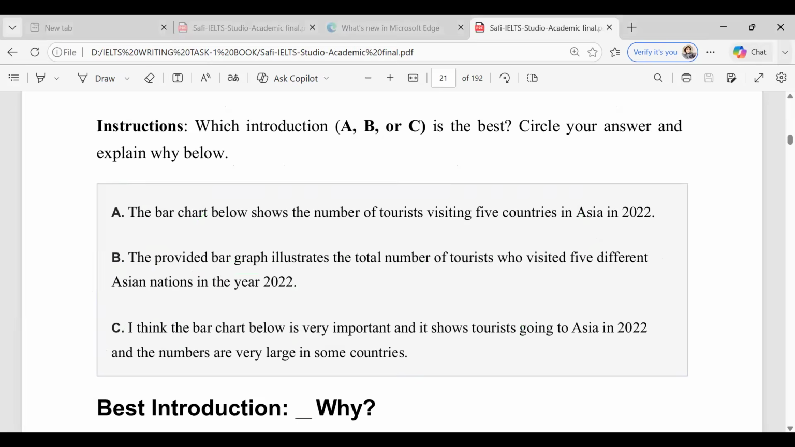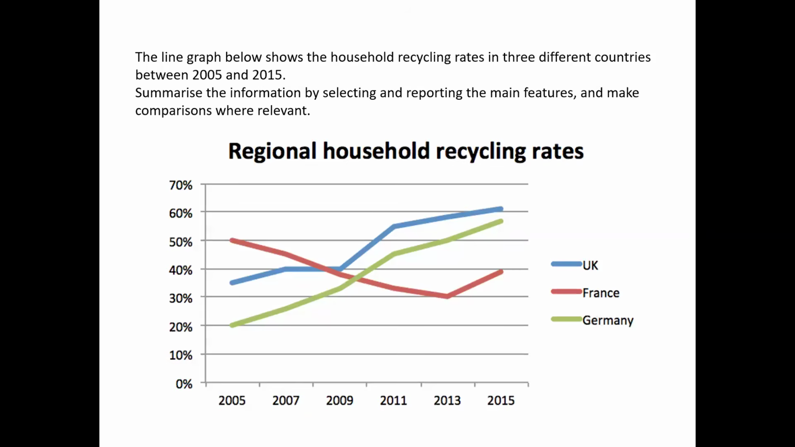Okay, let me now show you some practical examples. अच्छा जी, अब यहां पे देखें, line graph. Usually they don't give you name of the graph. Okay, so now it's line graph, right? Shows household recycling rates in 3 different countries.